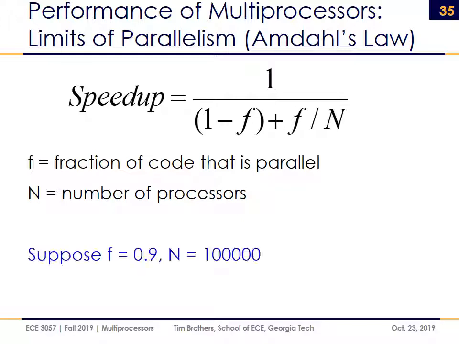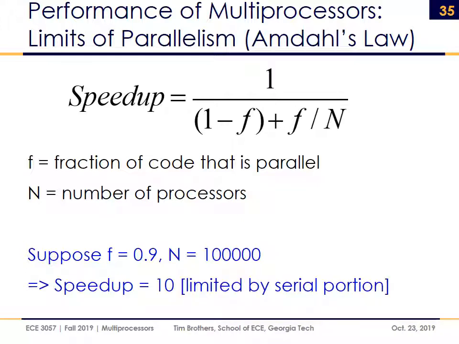of processors. So suppose that the fraction of the code that is parallel is 0.9, so 90% we can make parallel. The number of processors is equal to 100,000. Speed up is equal to 10. This is limited by the serial portion. So even though we have this massive number of processors, that 10% of the code that requires serial operation is still going to dramatically slow down the overall effect of the parallelization of the code.